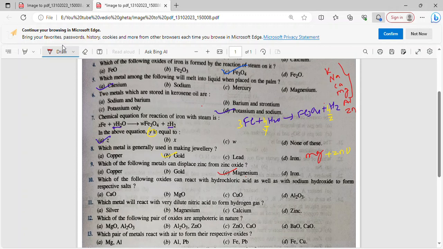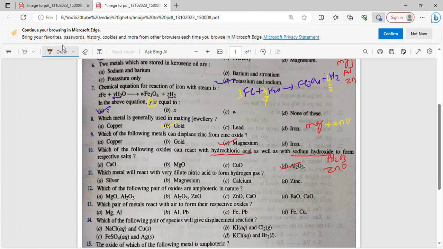Which of the following oxides can react with hydrochloric acid as well as sodium hydroxide? The oxide which reacts with acid as well as base is called an amphoteric oxide, and we have only two: one is aluminum oxide and the other is zinc oxide. So it is not calcium, magnesium or copper oxide, or else zinc oxide should be there, right?